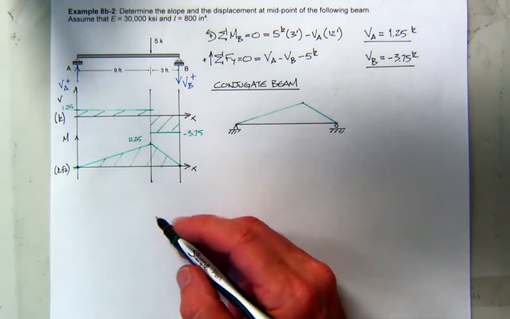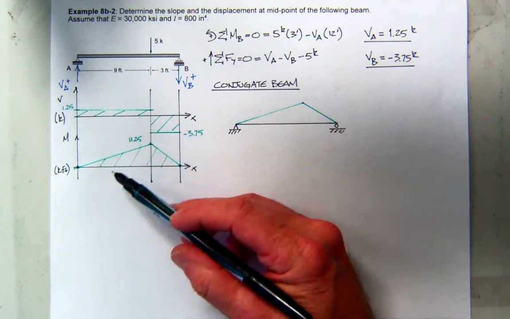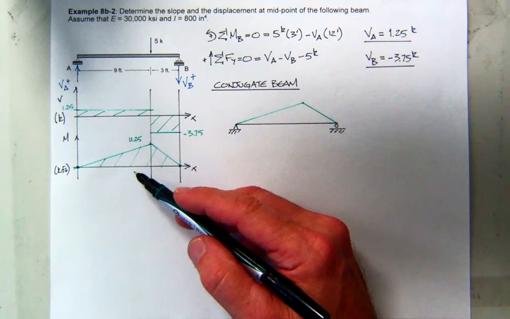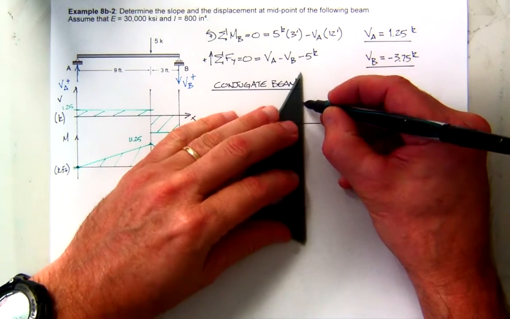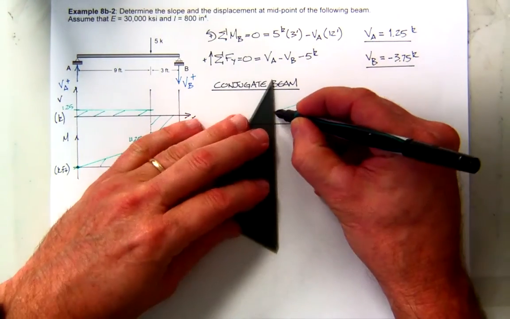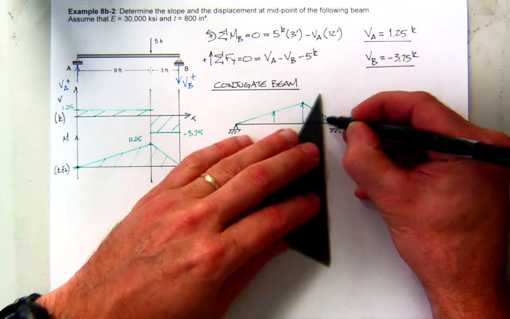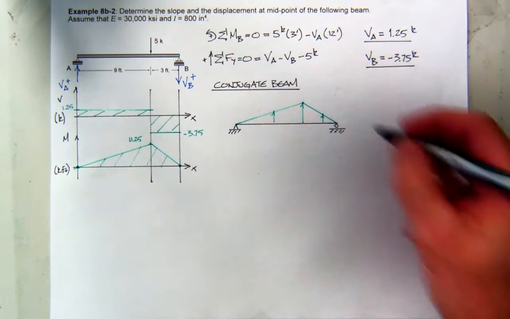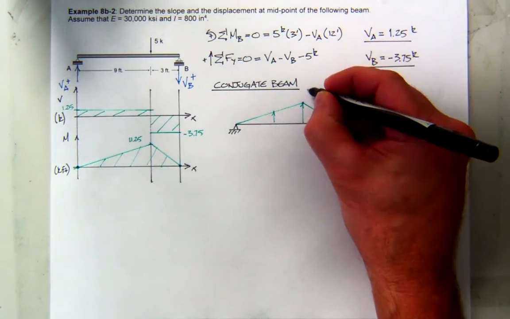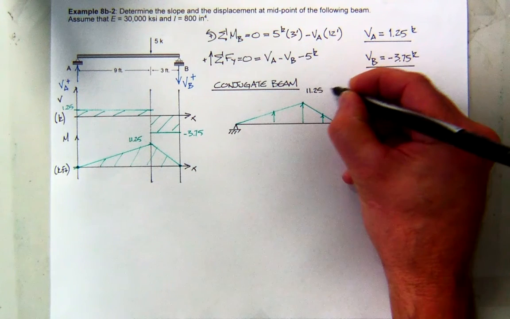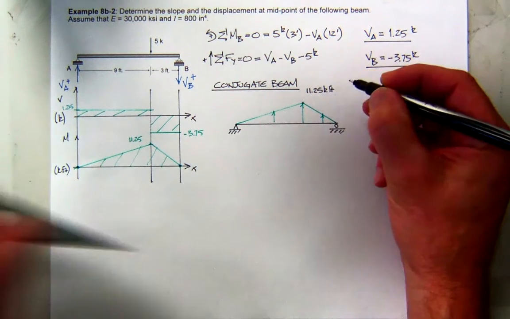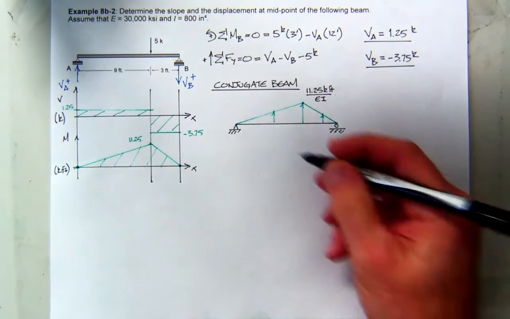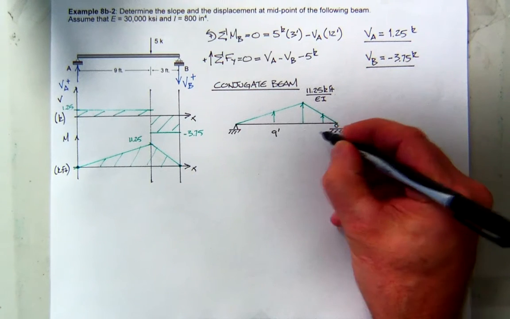And now I'm going to look at this and I'm going to say, what kind of moment is this? Positive or negative? Positive. It's positive. So that means it's going to be a positive force. And positive forces are up. And that peak value there is going to be 11.25 kip feet. That's the moment. And now we have to divide it by E and I. This is 9 feet. This is 3 feet.